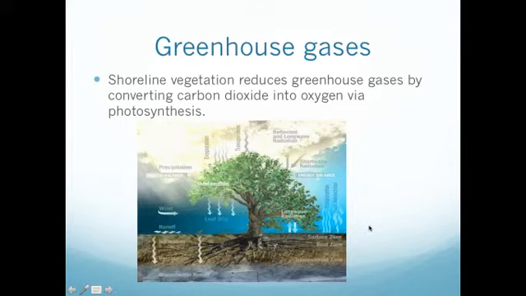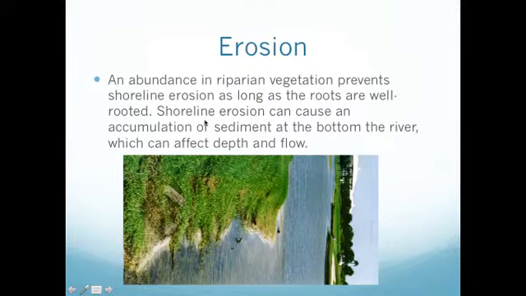These vegetated buffers prevent shoreline erosion as long as the plants are well rooted. Deep roots hold the soil together and absorb the water that infiltrates the ground, which would otherwise be erosive to exposed and unprotected soil. If too much erosion occurs, sediment accumulates at the bottom of the river, which can affect depth as well as flow, since flow and depth are interconnected, which would eventually cause the lake to dry out entirely.